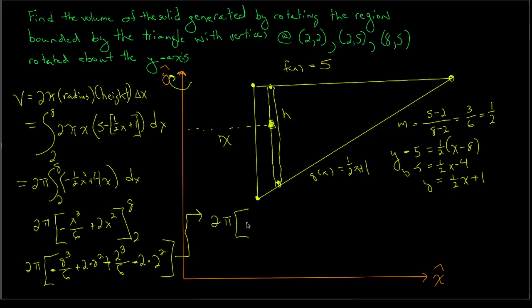8 cubed. Let's see, 8 times 8 is 64. I don't have a calculator. Oh wait, there's my calculator. Had to reach across the table. So 8 cubed is 512, and I divide that by 6. So I will have negative 512 sixths plus 128, because that's 64 times 2, plus 8 sixths minus 8.